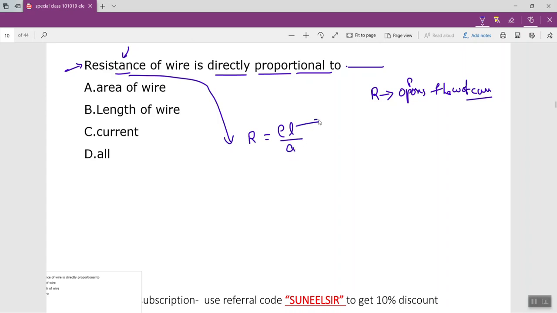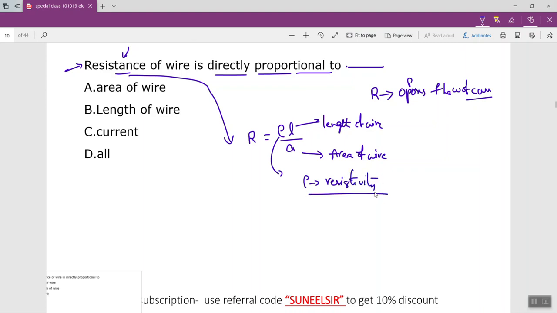Rho L by A. Here L is nothing but the length of the wire, A is the area of the wire or any conductor, and rho is the resistivity. Resistivity is the nature of the material. It mainly depends upon the nature of the material and also temperature. That means it may not change; it is based on their nature, that is, whether it is a steel material, iron material, or aluminum material.